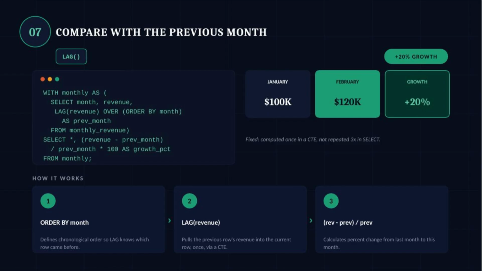Step 3. The growth calculation. Once both values sit in the same row, calculating percent change is simple arithmetic. This month minus last month, divided by last month, times 100. In our example, January was $100,000, February was $120,000. Lag brings January's value into February's row, and the math gives us a clean plus 20% growth figure.